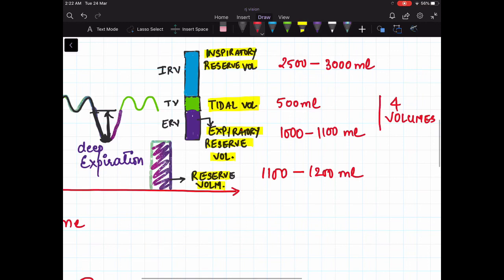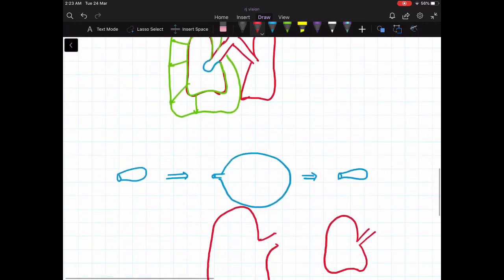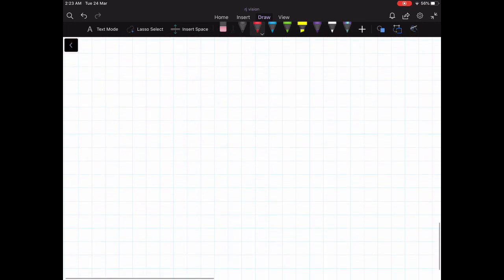Okay. So now we are going to go to the next topic, the 5 capacities. You have 4 volumes and 5 capacities. So before going to the 5 capacities, take a moment and try to understand these 4 volumes. Then we'll go to the 5 capacities. Okay. So these were the 4 volumes. Fine. So now we go to the next part, which is the capacities.